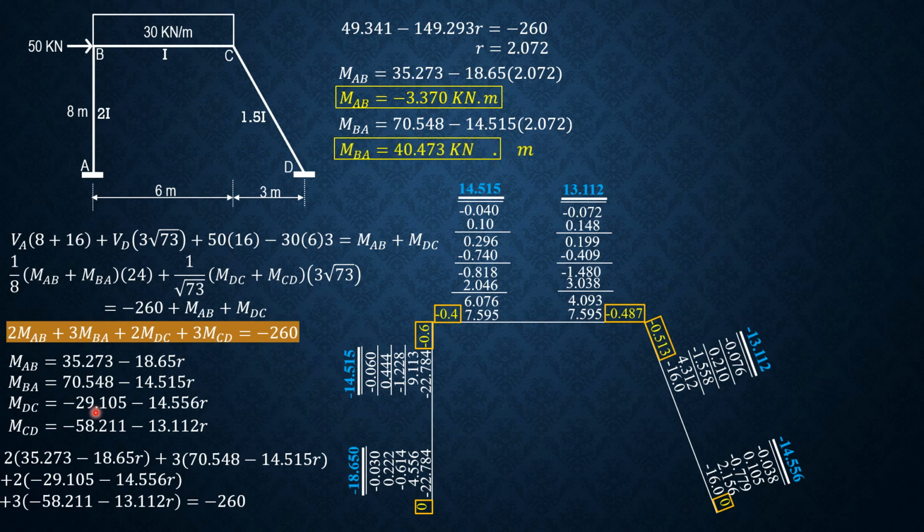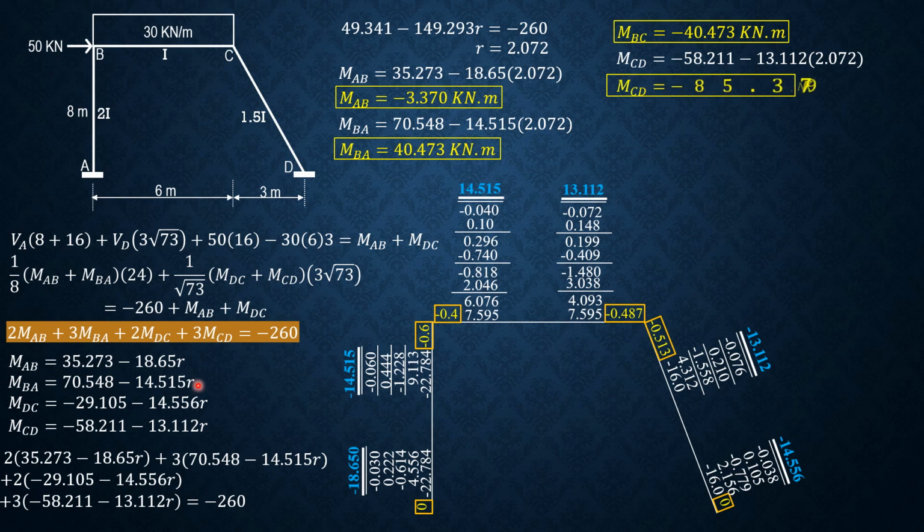Moment BA, 70.548 minus 14.515 times 2.072. Moment BA is 40.473 kilonewton meter. Moment BC therefore is negative 40.473 kilonewton meter. This is the moment at B. Moment CD is negative 58.211 minus 13.112 times 2.072. So moment CD is equal to negative 85.379 kilonewton meter.